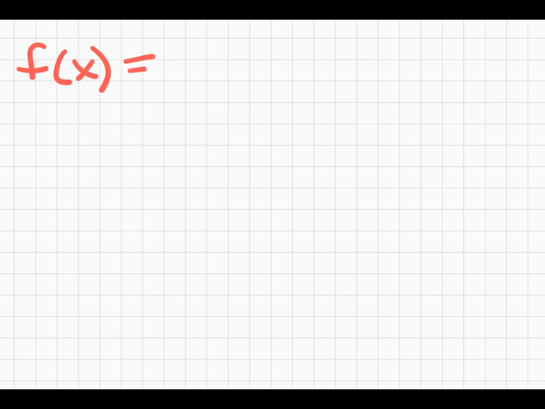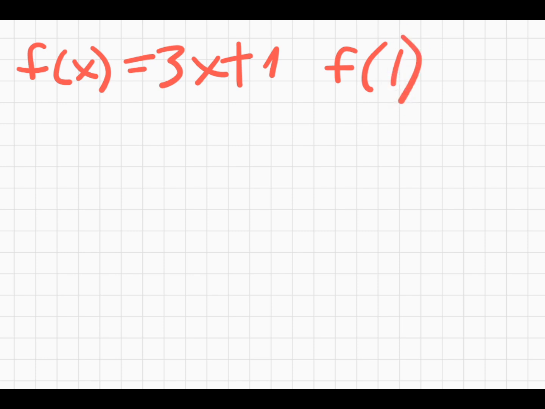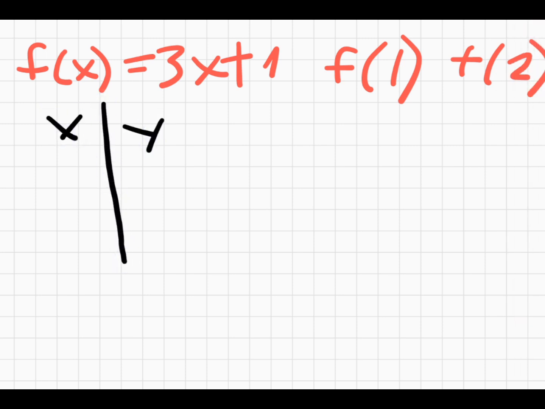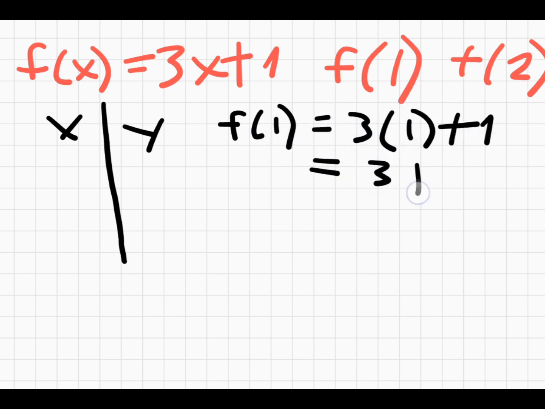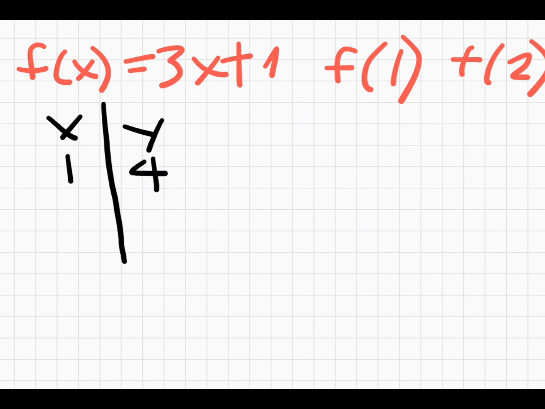If we have f of x equal to 3x plus 1, find f of 1 and f of 2. Using the x and y tables, we will plug in the value of x into our function. f of 1 is equal to 3 times 1 plus 1. We have 3 times 1 is 3, plus 1 is 4. So if x is 1, y is 4.